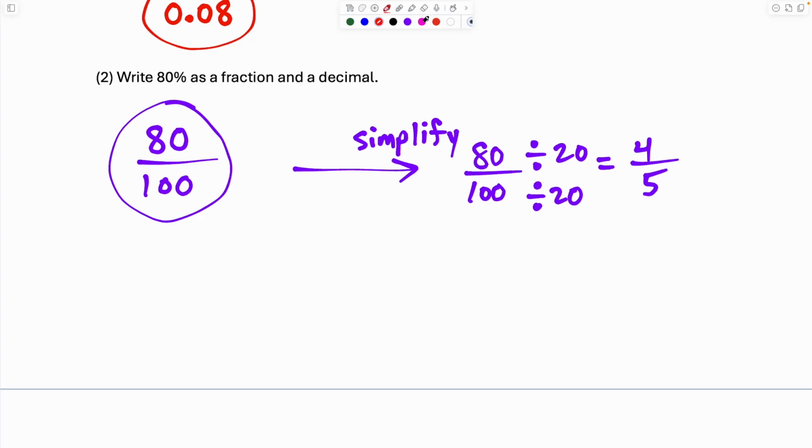And now for the decimal representation, 80 hundredths is the same thing as 0.80. So I could write my decimal like this, or I could even just say 0.8, but this is also equivalent. So this would be our solution to question 2.